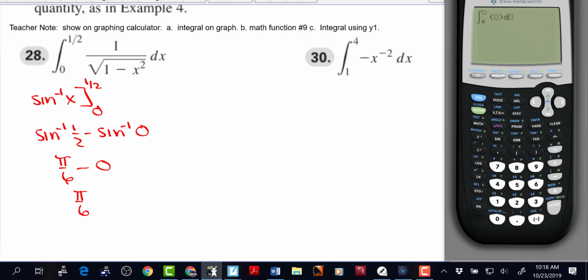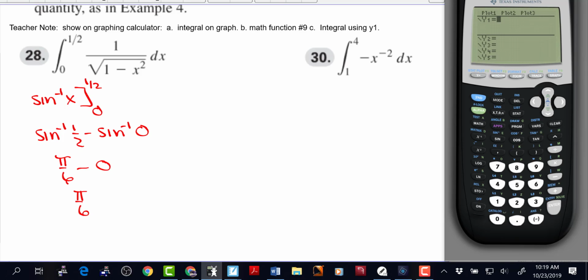We're integrating from 0 to 1/2. And we're integrating 1 divided by square root of 1 minus x squared. And we're integrating with respect to x. To compare, we'll have to do pi divided by 6 to see if it's the same. So press enter. And if we do pi divided by 6, it's exactly the same. We got it.